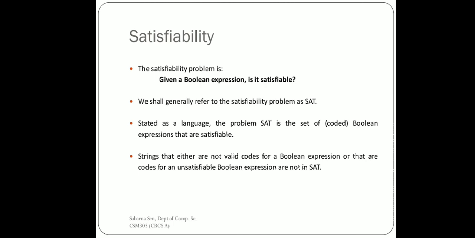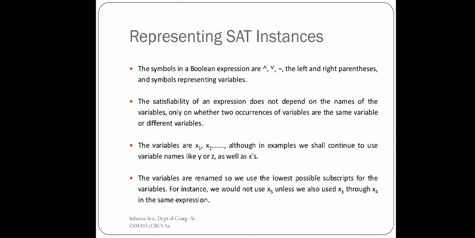Now let us see how to represent SAT instances. The symbols in Boolean expressions are and, or, and negation, the left and right parentheses, and the symbols representing the variables. These are the total symbols that can appear, because there can be zeros and ones only, and there can be a left parenthesis, a right parenthesis, or the and, or, and negation operators.